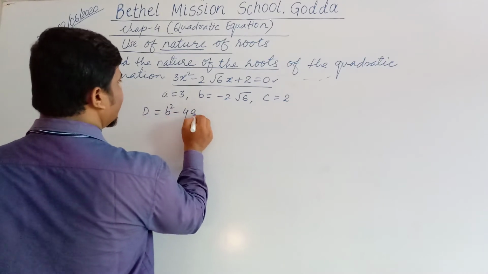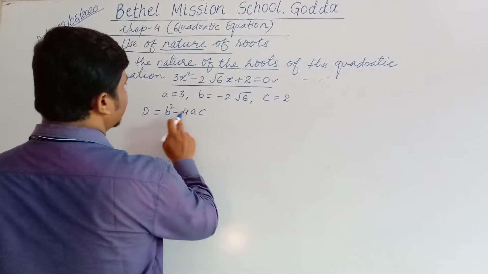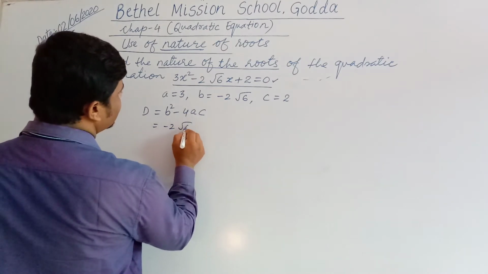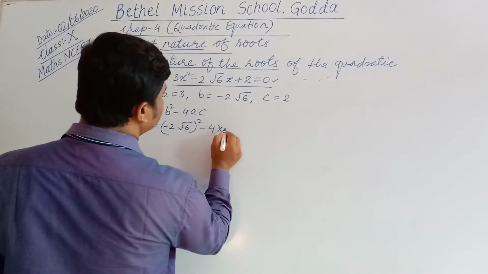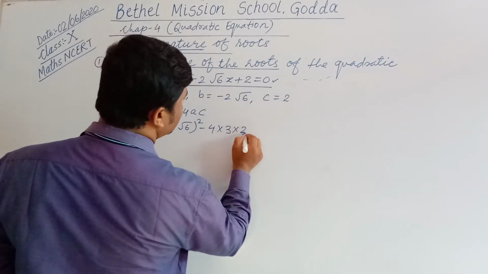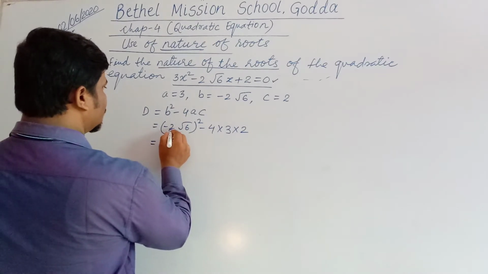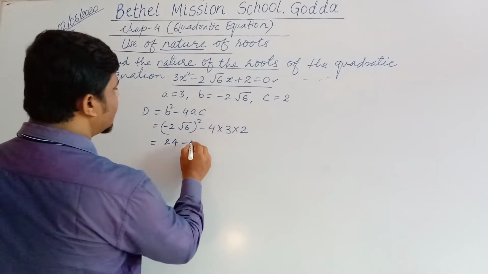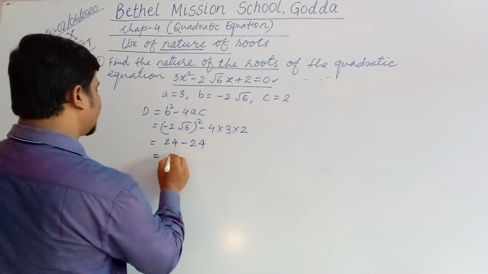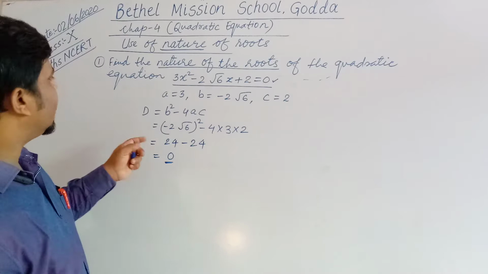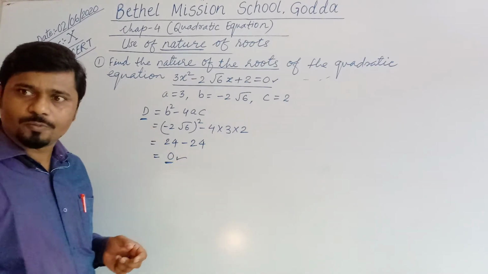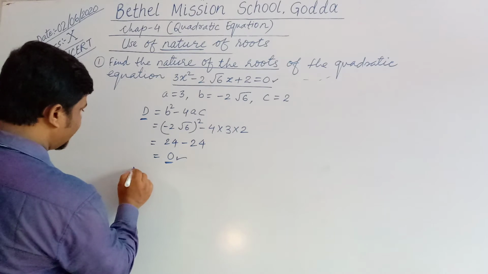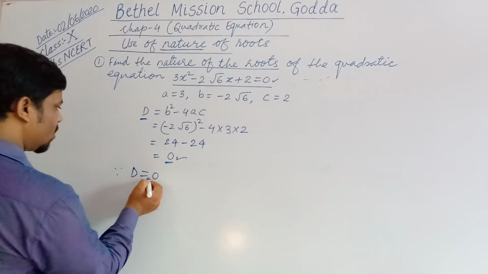After that we find the discriminant, b square minus 4ac. Putting in the values, minus 2 under root 6 whole square minus 4 into 3 into 2. 2 2s are 4 and 4 6s are 24, minus 4 3s are 12 and 12 2s are 24. 24 minus 24 is 0. So you can see the value of D is 0.